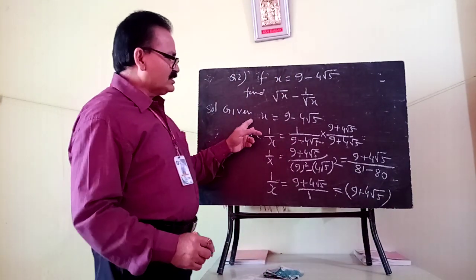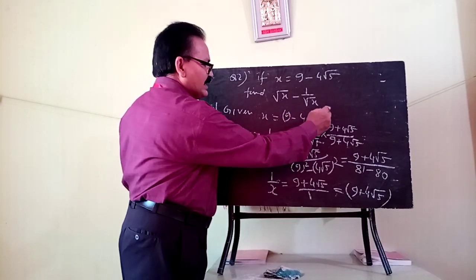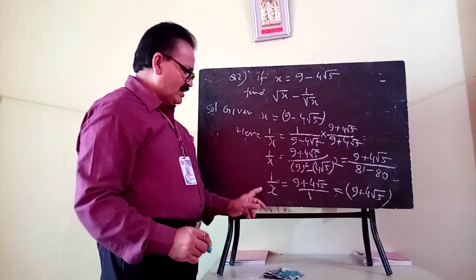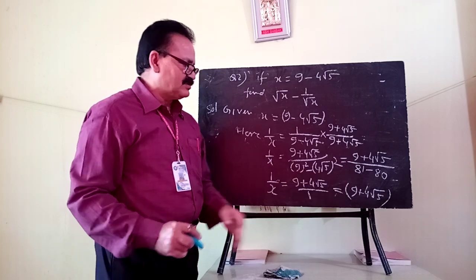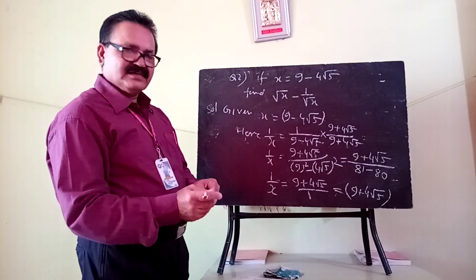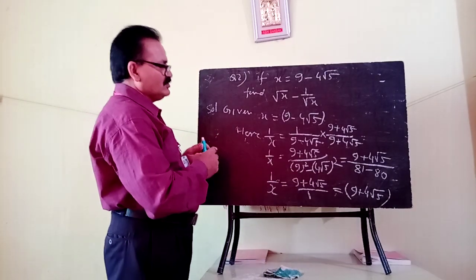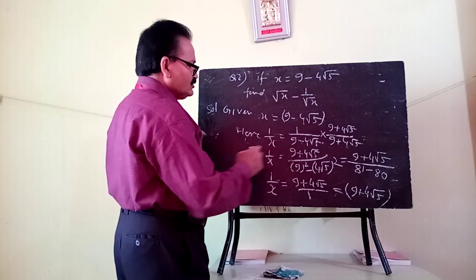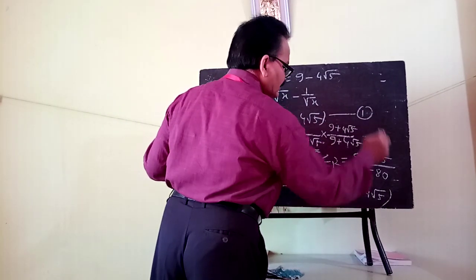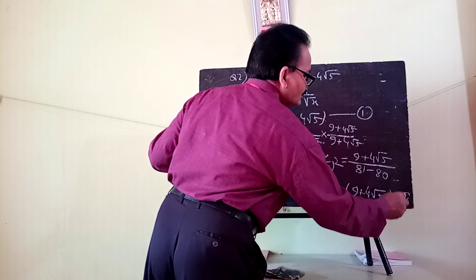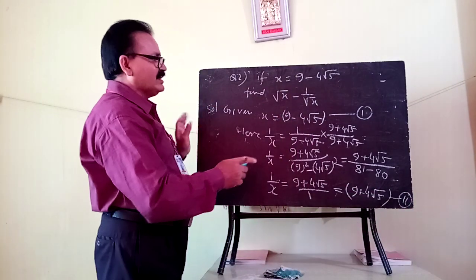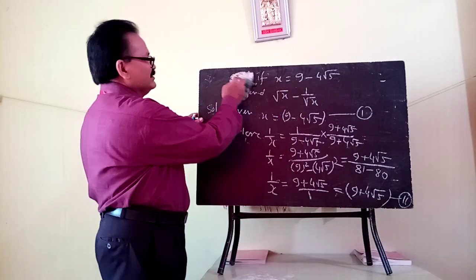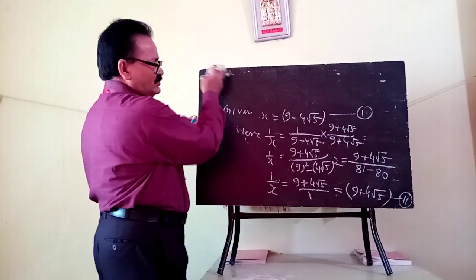So your given part is x equals 9 minus 4 root 5, and for 1 upon x you have got 9 plus 4 root 5. Okay, so now what you will do? This is your given part, equation 1, and this is your equation 2. Keep in mind the values so that it will help you to substitute.